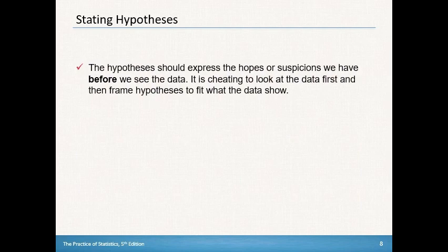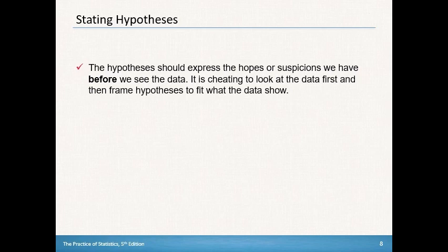All right, so a couple of rules to follow when you're coming up with your hypotheses. The hypotheses should express the hopes or suspicions that we have before we look at the data. You can't send your friend out to attempt 20 shots and then decide what your hypotheses would be. That would be cheating.